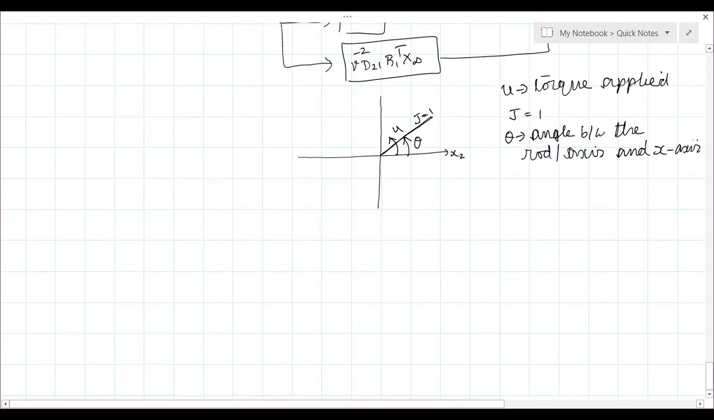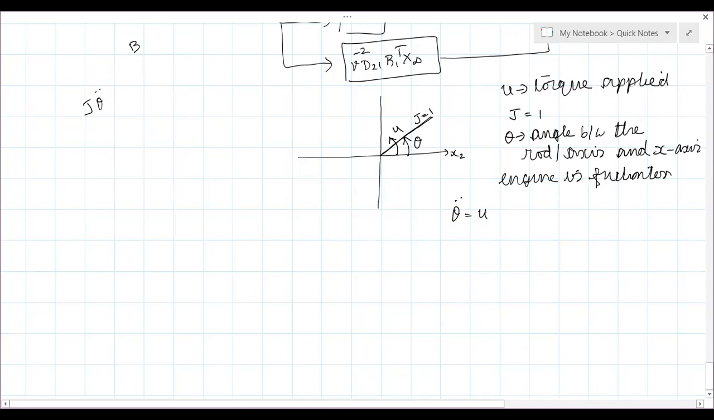Okay, so assume that the engine is frictionless further. Engine is frictionless. So that means there is no B path. Fine. So what will be the dynamic equation here? Theta double dot, is it not? Must be equal to what? Equal to U over J. Are you following? Yes, we are following. So since J is equal to 1, you will get theta double dot equal to U, right?